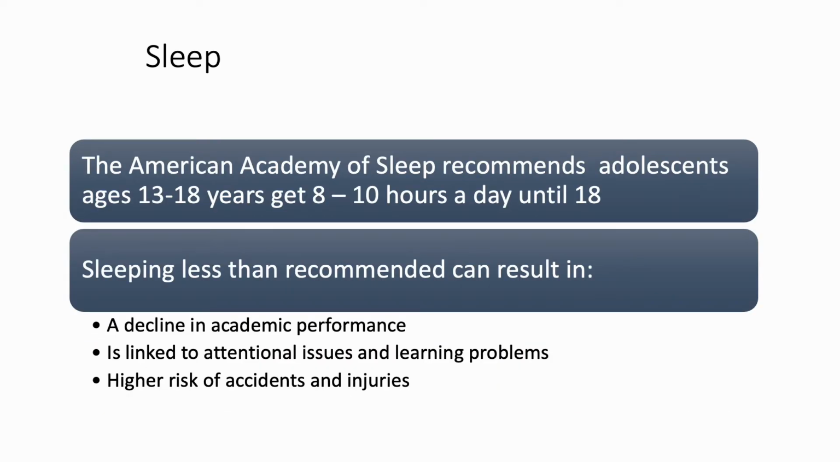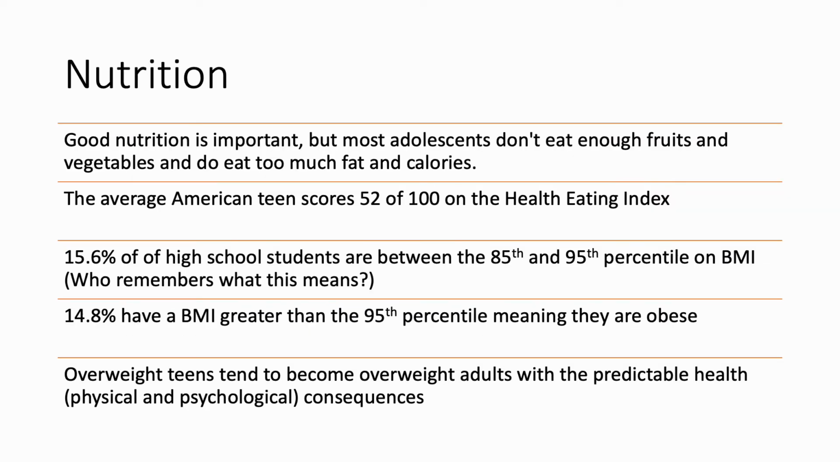Sleep. The American Academy of Sleep recommends that adolescents between the ages of 13 and 18 get 8 to 10 hours of sleep. Now, most of them actually do not do this. Sleeping less than what is recommended can result in a decline in their academic performance. It's linked to attentional issues and to learning problems, and they are at higher risk of accidents and injuries.